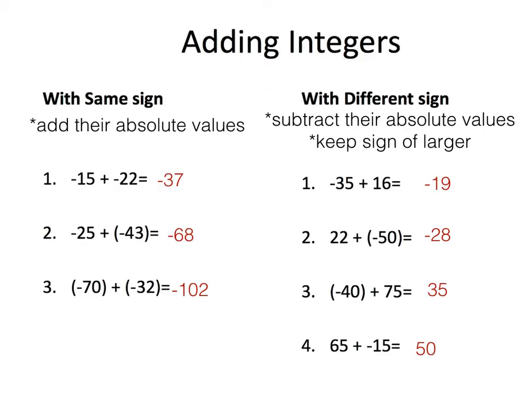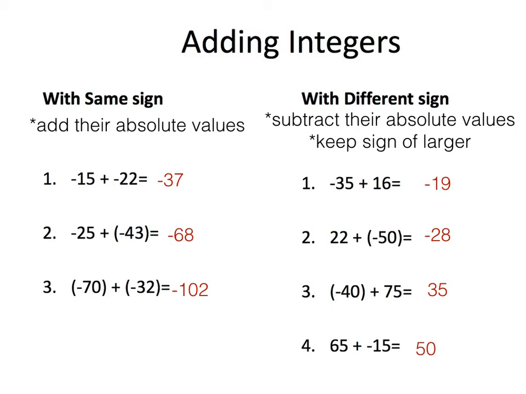When you are adding integers, you're going to try to determine, are you adding two integers with the same sign or two with different signs? If we are adding integers with the same sign, in other words, they're both positive or they're both negative, we're going to add and keep. So we're going to add their absolute values and keep the sign we see.